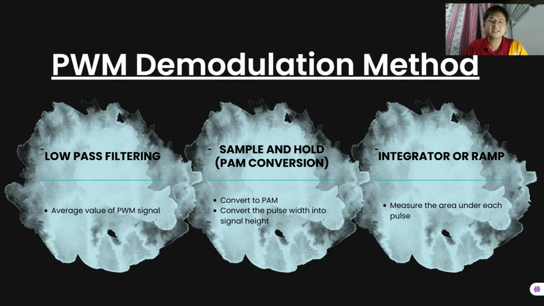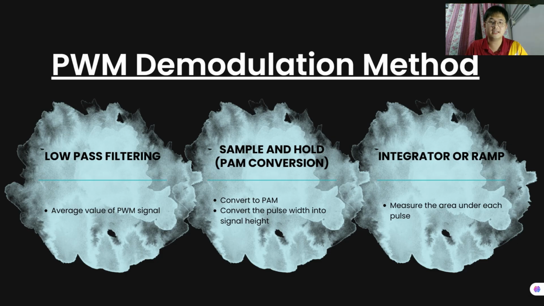A simple way to understand these three methods is to look at which method is measuring what. First, the low-pass filtering method measures the average value of the PWM signal. Sample and hold converts the pulse width into a signal height, and the integrator method measures the area under each pulse. This difference explains why their accuracy and complexity are different.